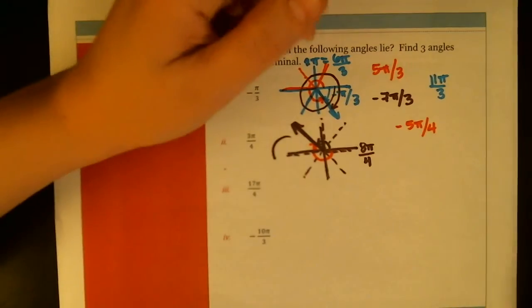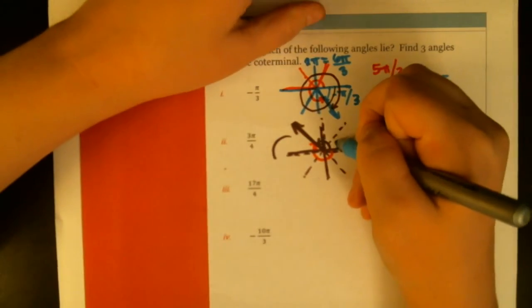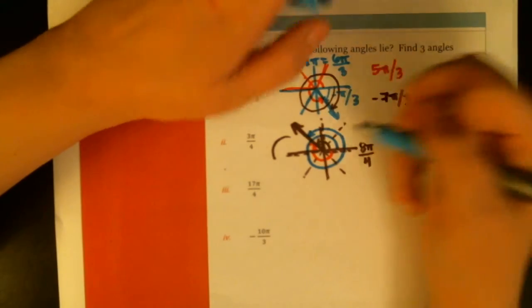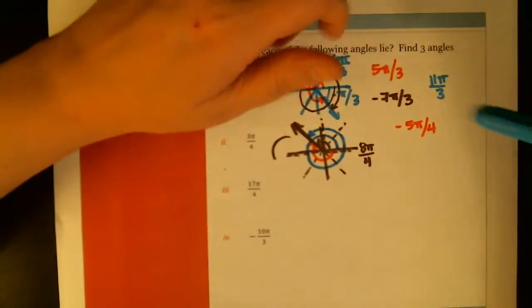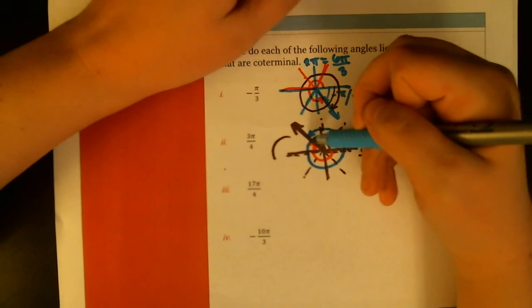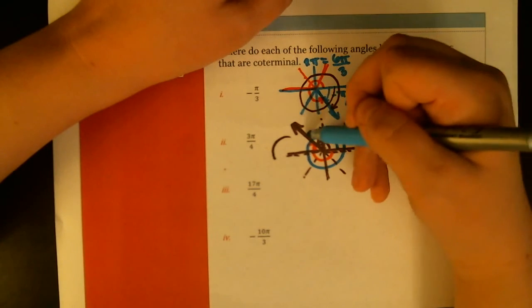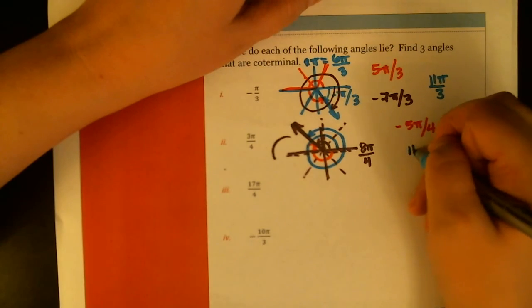We could also go positive direction all the way around once, and then continue until we get back to that same terminal side. So that one's going to be 8 pi over 4s plus another 1, 2, 3, so 11 pi over 4s.